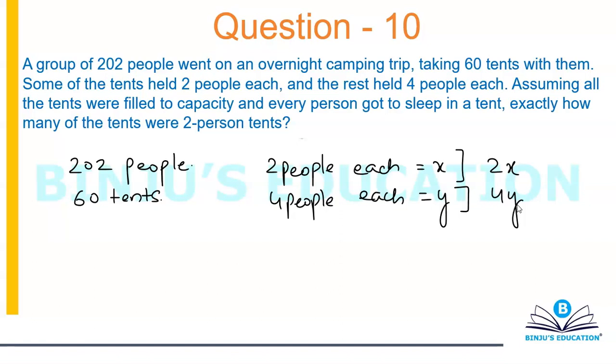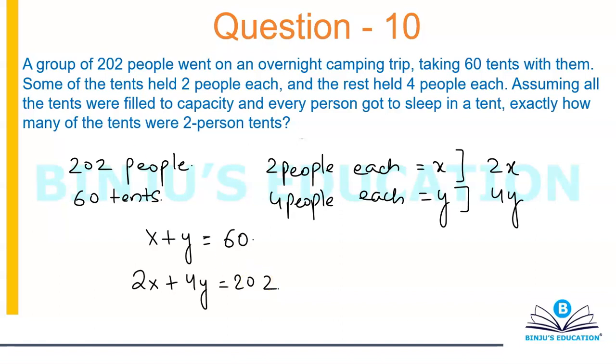Okay. So I have a total of 60 tents, which means x plus y will be 60, because the total number of 2-person tents is x and the total number of 4-person tents is y. So this is 60. The second thing is, I can also say that 2x plus 4y is equal to 202, because 2x represents the total number of people in tents having 2 people each, and 4y represents the total number of people in tents having 4 people each. Again, you have two equations, solve it the way you want to solve it.